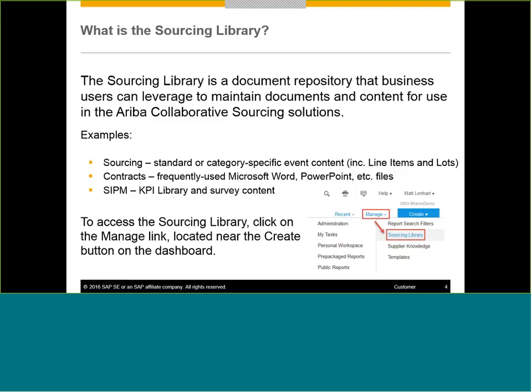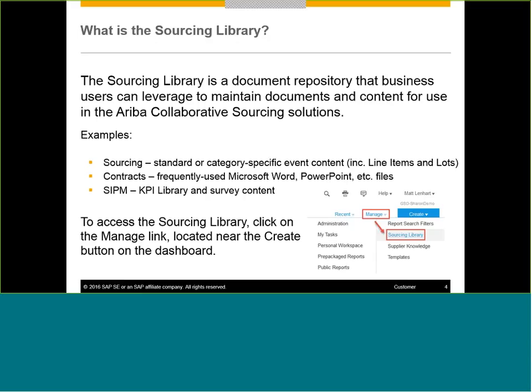So again, I already walked through a couple of examples, but really for sourcing, we're talking about standardized or category-specific, potentially event content. And this can include line items and lots, and that's a really important topic here because in Ariba sourcing, when you're creating a template for a sourcing project or a sourcing event, you cannot build line items or lots into your template. The theory is that all of your events are so different that you really wouldn't store that type of information in there because it could vary from event to event. It might confuse your users.